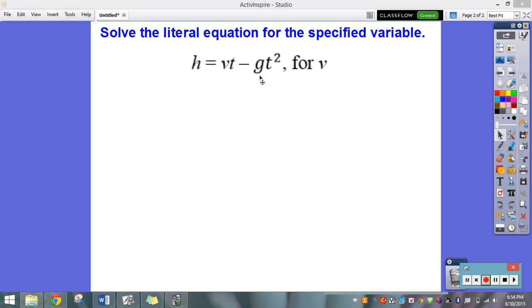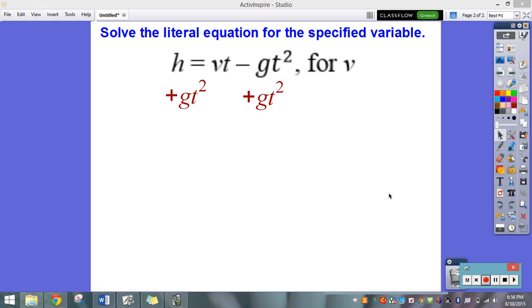To start with, I'm trying to isolate v. Just like with solving an equation, I want to add and subtract first. This minus gt squared, I can move this entire term to the left side away from the v by just adding, because I'm not trying to separate the g and the t squared. So my first step would be to add gt squared to both sides. When I simplify, the gt squareds on the right cancel each other. On the left, these are not like terms, so I would just write it out horizontally: h plus gt squared.